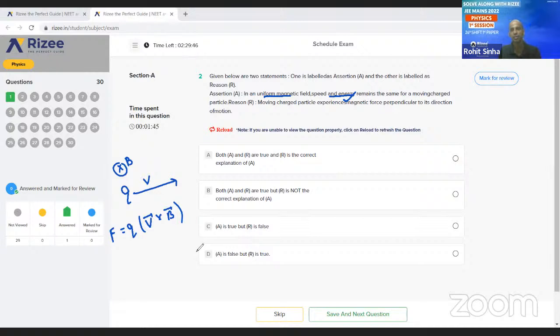Please try this. You should try the question. It's a very good question, and also a very conceptual question. So now let us discuss the question.